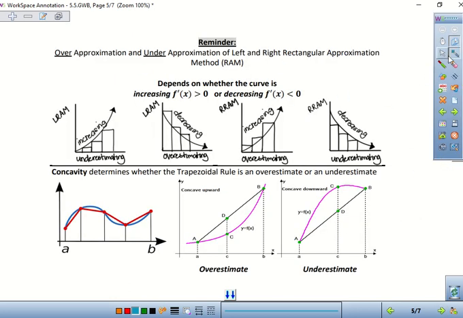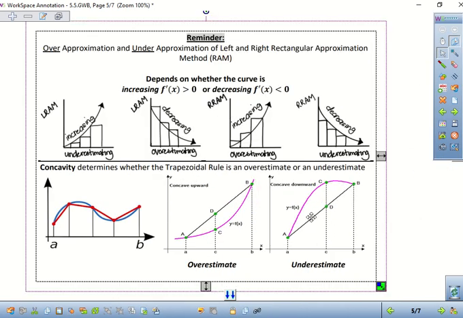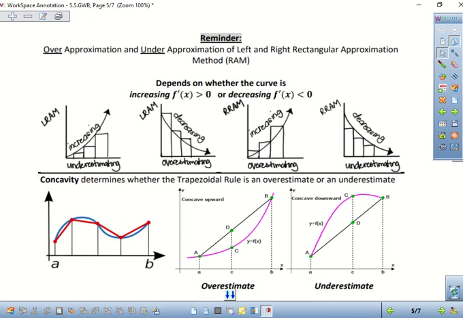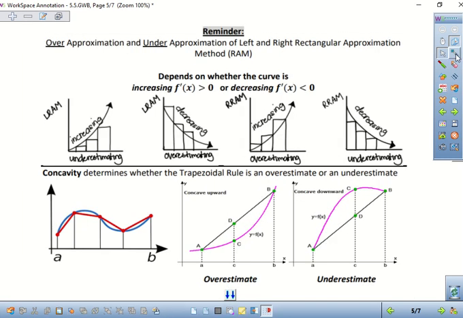So there's a few things that we want to talk about here. Over approximation and under approximation. We talked a little bit about this with RAM, or rectangular approximation method. We know that when the function's increasing, LRAM is an underestimate. When the function is decreasing, LRAM is an overestimate. And then RRAM is an overestimate when we're increasing. RRAM is an underestimate when we're decreasing. So everybody remember learning about this in the last lesson.